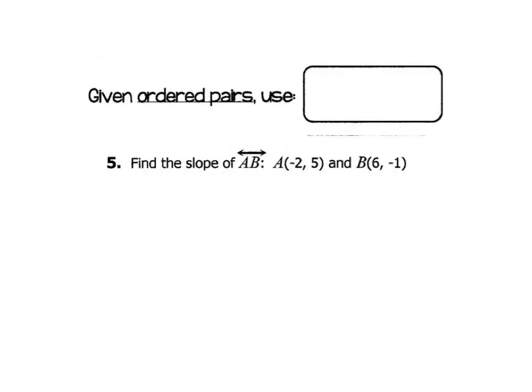Now we can also find the slope if we're given ordered pairs. And if we're given ordered pairs, what we want to do is use the formula m equals y2 minus y1 over x2 minus x1. All right, so this formula is very important. Highly recommend you memorize this formula, all right?